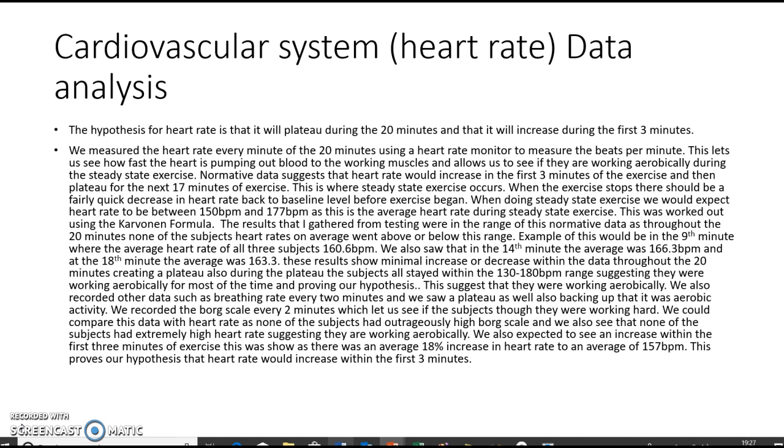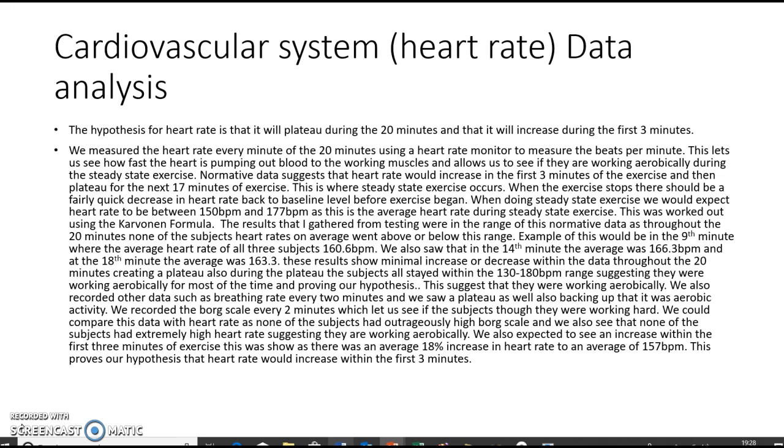When exercise stops, there should be a fairly quick decrease in heart rate back to baseline level. When doing steady state exercise, we would expect the heart rate to be between 150 beats per minute to 177 beats per minute, as this is the average heart rate for their age during steady state exercise. This was worked out using the Karvonen formula. The results that I gathered from testing were in this range of normative data throughout the 20 minutes.